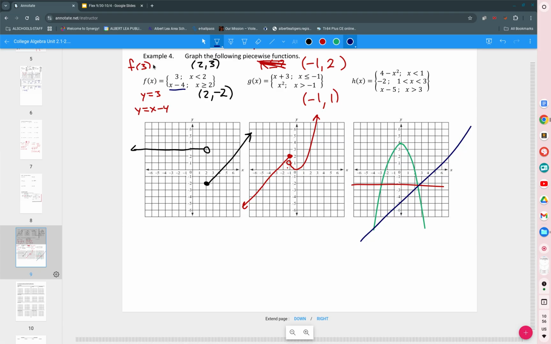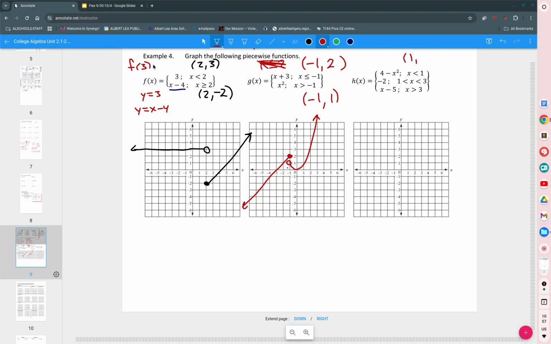Okay, glance up here. 4 minus x squared should be upside down and shifted up 4 units. The graph of negative 2 is a horizontal line through negative 2, and x minus 5 should be a line with a slope of 1 going through negative 5. Are we all good with those 3 graphs? Okay, then let's figure out the pieces of the graph that we want to actually produce.